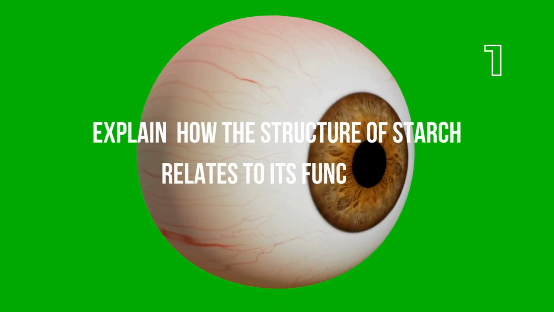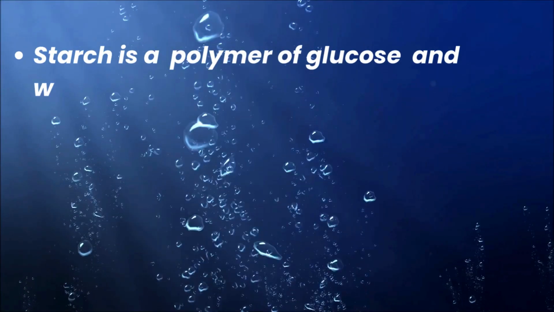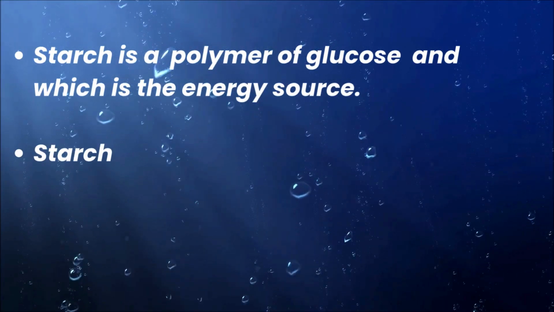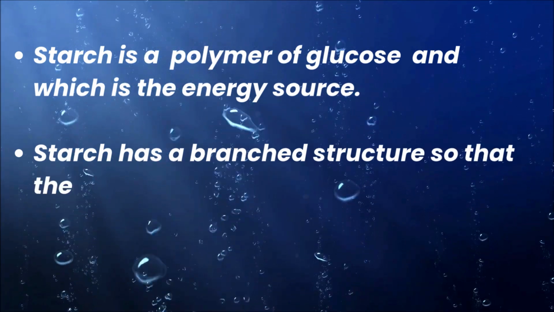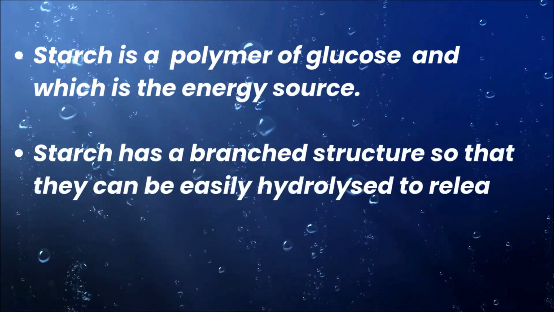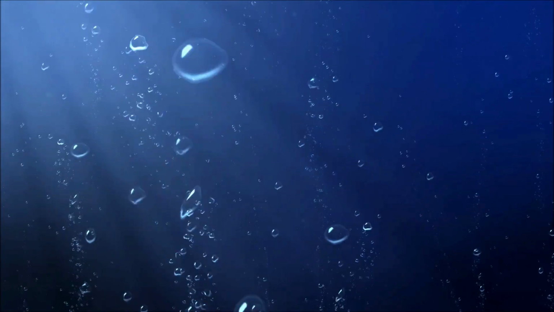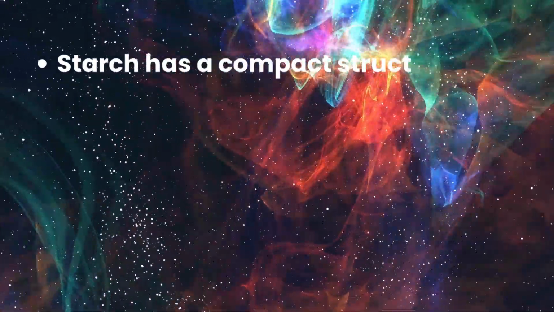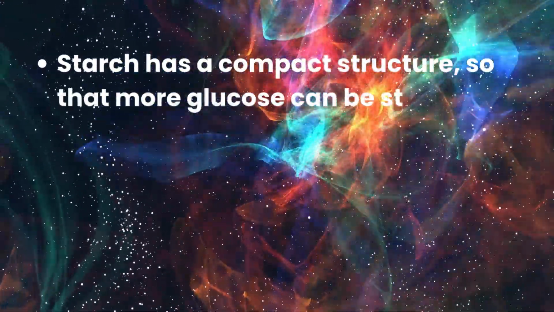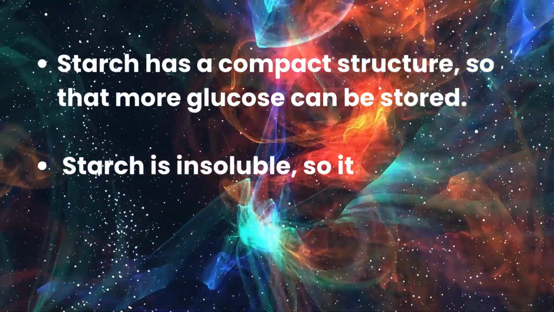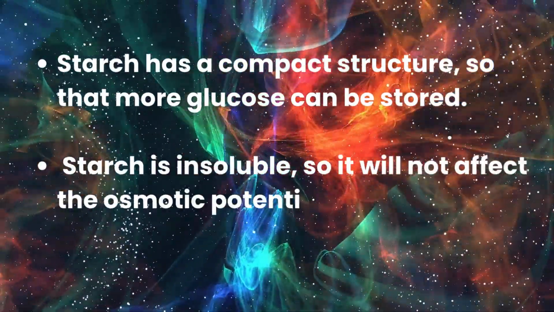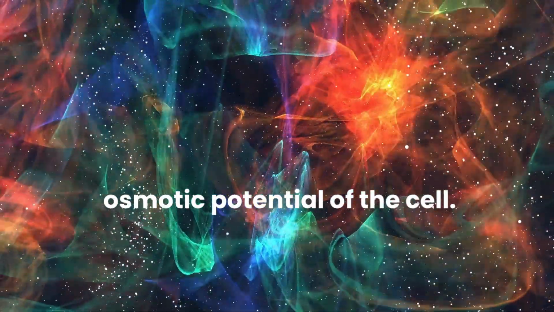Explain how the structure of starch relates to its function. Starch is a polymer of glucose and glucose is the energy source. Starch has a branched structure so that they can be easily hydrolyzed to release glucose. Starch has a compact structure so that more glucose can be stored. Starch is insoluble, so it will not affect the osmotic potential of the cell.